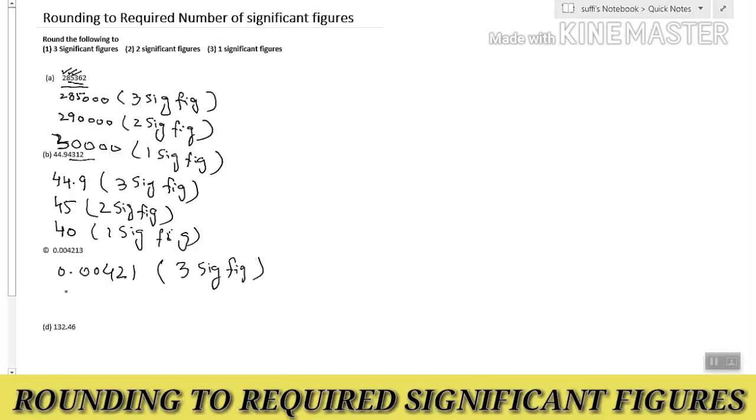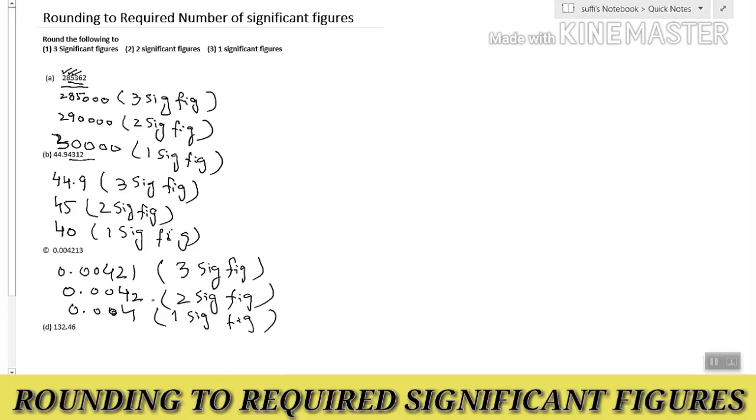Okay, to round off to 2 significant figures, it will be 0.0 and then 4, 2. The first significant figure is 4 and the second is 2, so it will be 2 significant figures. And to round off to 1 significant figure, we will write only 0.04, which is 1 significant figure. Let's take this example.